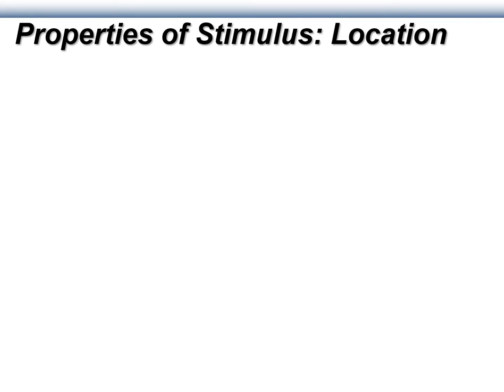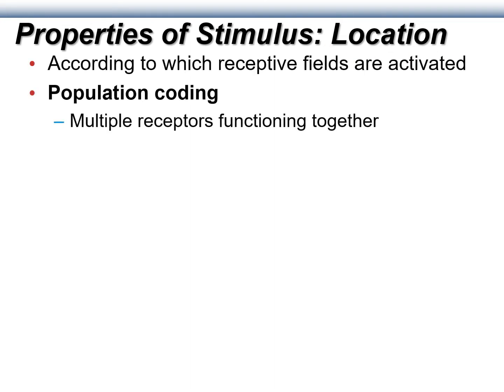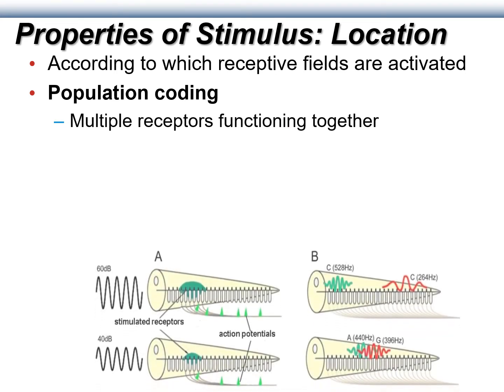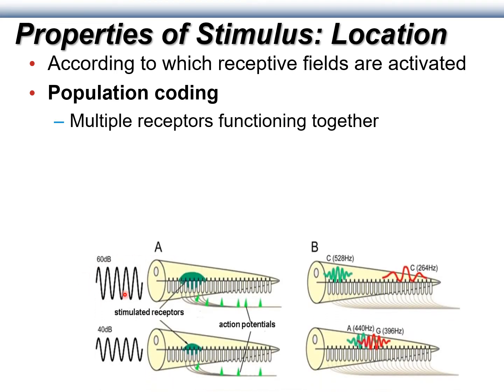Last time we were talking about location and the idea of population coding. Multiple receptors functioning together. Which receptors fire and when can give rise to location, but can also give rise to things like intensity or qualitative aspects of the stimulus. Like which receptors are firing when gives us a sense of pitch and of loudness and certainly of location.